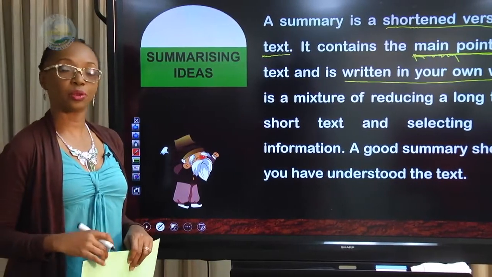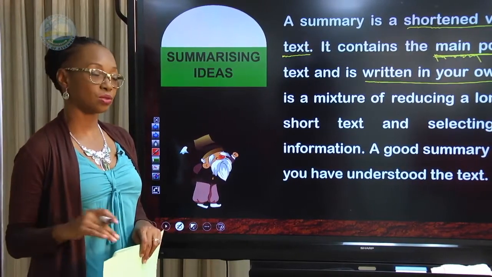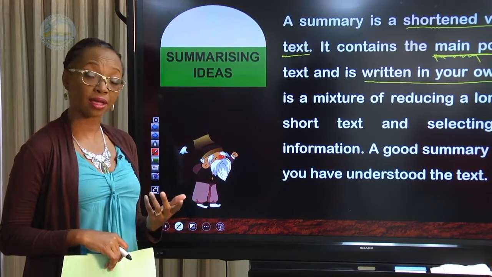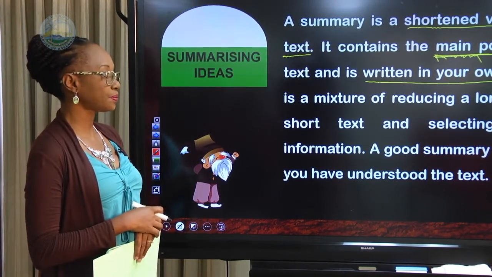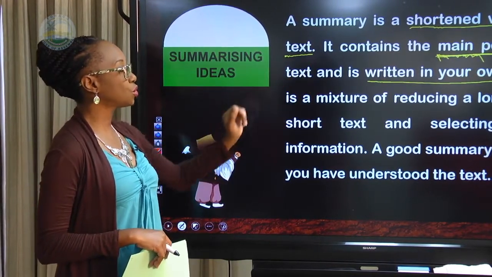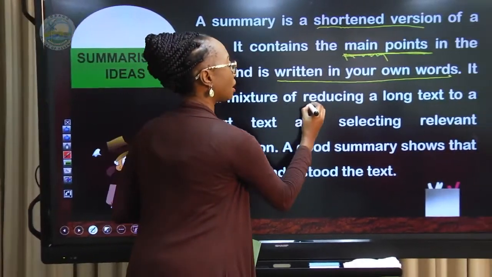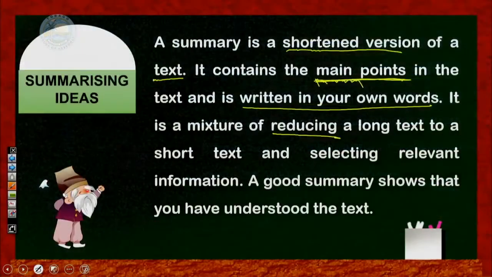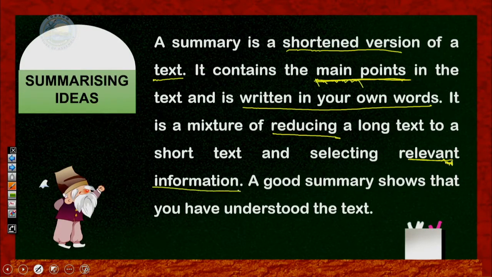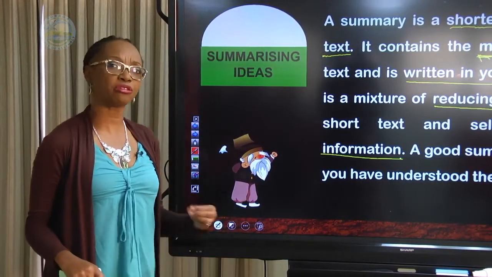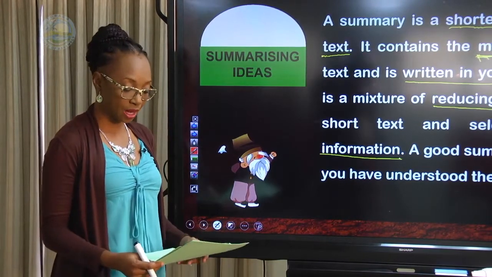When we look at summary writing, and we're going to explore this in more detail next week, when you're identifying main points, there are certain signals that help you to identify what the main point or the main idea is. So the summary requires you to do a shortened version of the main points in your own words. This is what it means when it says it's reducing a longer text to a short text and selecting the relevant information. Relevant information is key here because, again, not all of the information that's in the original text would be required for your summary. A good summary shows that you've understood text, and summary writing is a very good way of testing understanding.